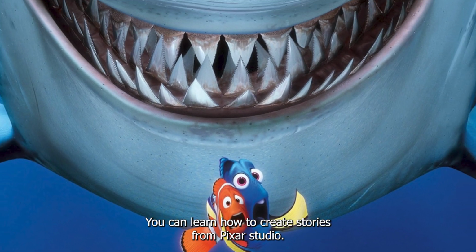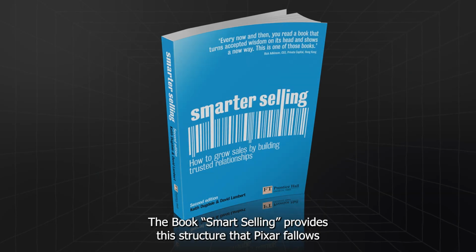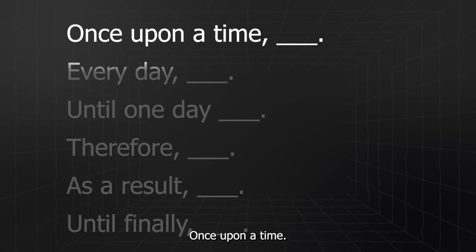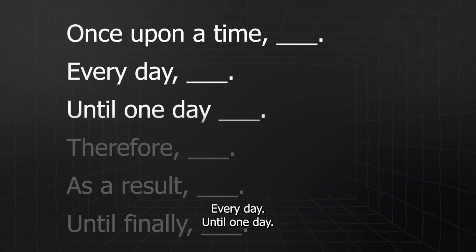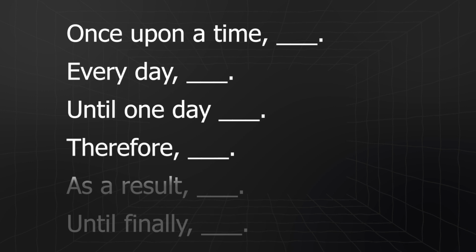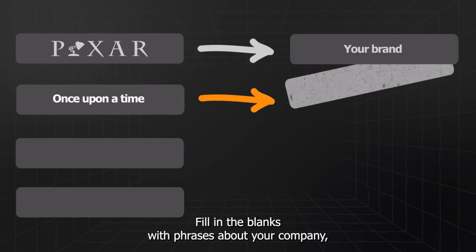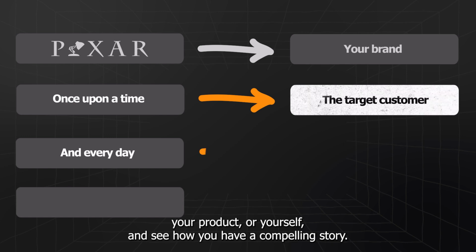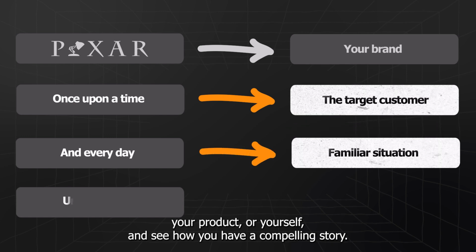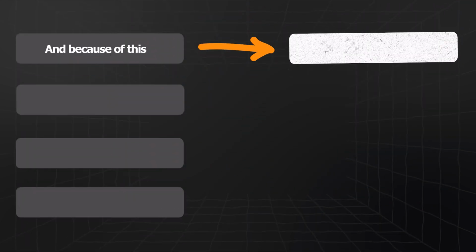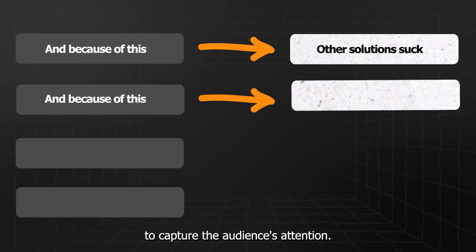You can learn how to create stories from Pixar Studio. The book Smart Selling provides this structure that Pixar follows in each of its stories. Once upon a time, every day, until one day, therefore, as a result, until finally. Fill in the blanks with phrases about your company, your product, or yourself, and see how you have a compelling story. It's best told at the beginning of presentations to capture the audience's attention.